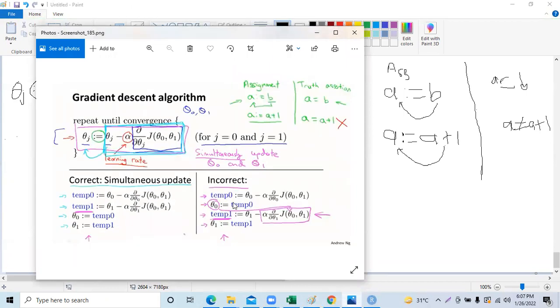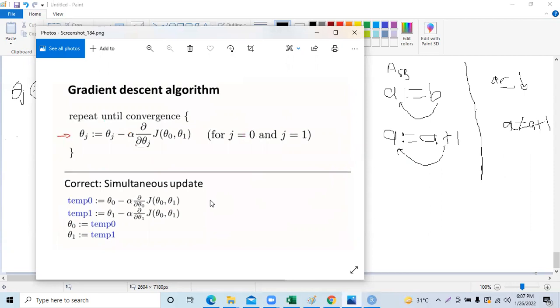Unlike when we don't have a simultaneous update, where we solve for theta 0, then we first update before we solve for theta 1. The new value of theta 0 is going to be used to solve for this new theta 1, which is going to affect the entire algorithm. So that's why we call it a simultaneous update. If that is understood, then we now go into how we use gradient descent.